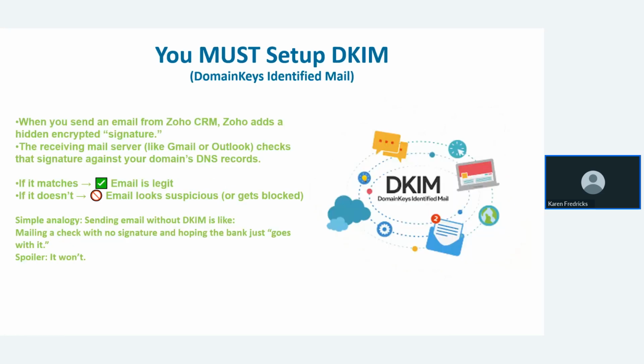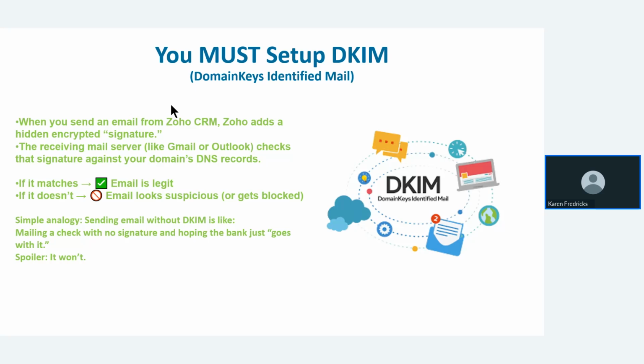So to use these templates, you must set up the dreaded DKIM, which stands for, I had to look this up, I had no idea what it stood for, by the way, Domain Keys Identified Mail. So this is my easiest explanation for DKIM. When you send an email from Zoho, Zoho adds a little hidden signature. And the receiving mail server, like your Gmail or Outlook or wherever you're sending it to, checks that signature against your website, against what we call your domain's DNS records. So if it matches, the email's legit, goes through. If something doesn't look right, it looks suspicious, it won't send your email.